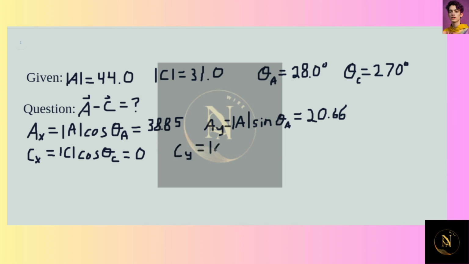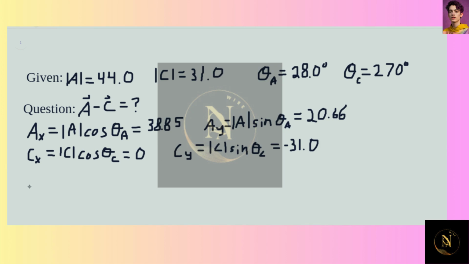Now, CY is equal to the magnitude of C times the sine of theta C. Well, the sine of 270 is just minus 1. So this ends up being minus the magnitude of C, or minus 31. And that makes sense because all of the C vector is in the minus y direction. So we expect the CY component to just be minus the magnitude, which is minus 31.